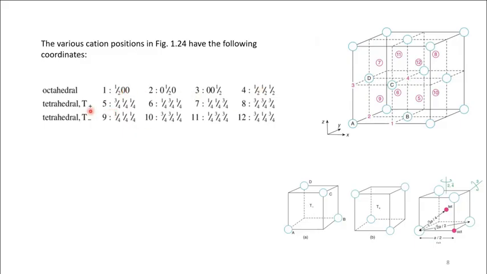And similarly, for T plus, we have this coordinate. This is the coordinate we are talking about. And then for tetrahedral minus, this is the coordinate we get. So we see where the tetrahedral plus, tetrahedral minus, and octahedral coordinate systems are.